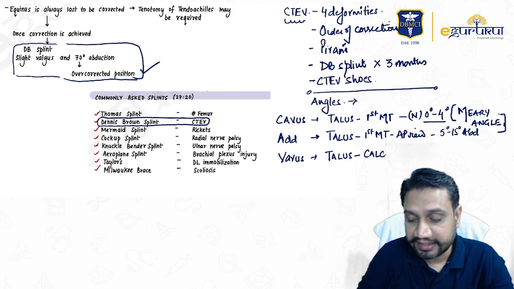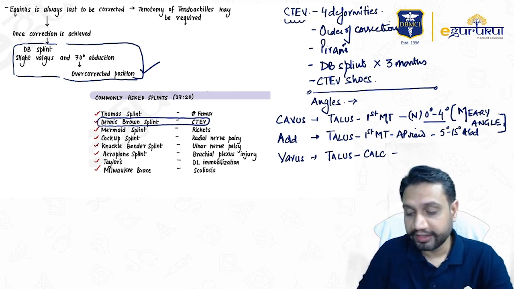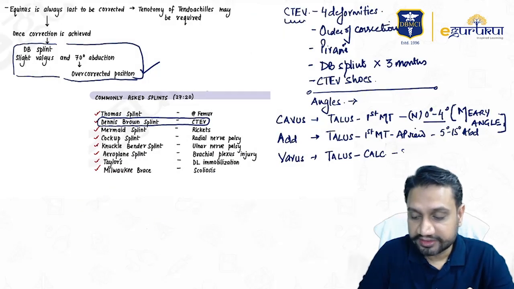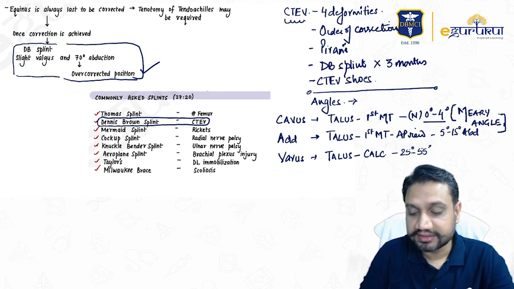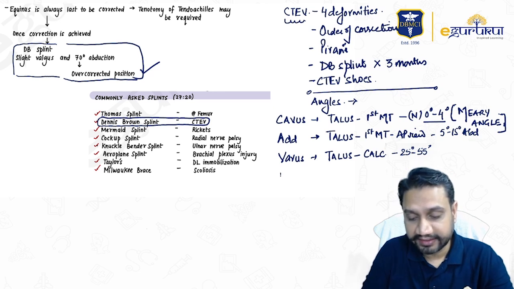So this talocalcaneal angle, as I said, in AP view and lateral view, will be somewhere between 25 degrees to 55 degrees. And what happens in CTV? This again decreases. And last, I said equinus.